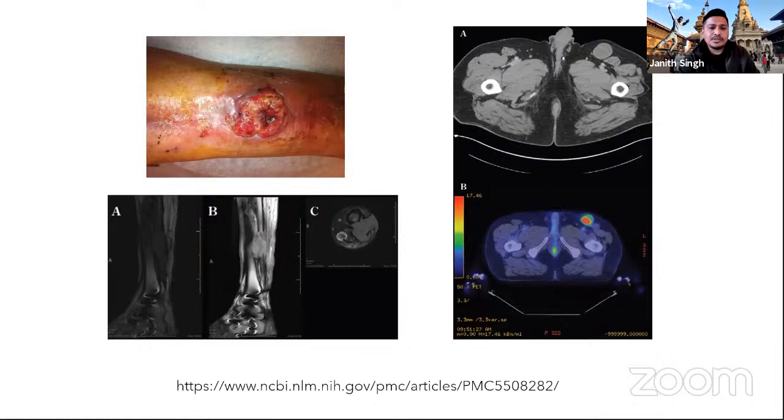So this is a case in which there's a Marjolin's ulcer in the calf, and there's a lymph node present in the inguinal region. And if you see the PET scan, there's a hot uptake at that site. So this is most likely a metastatic disease. So unless you know what to look for in clinical examination, you're going to miss this.